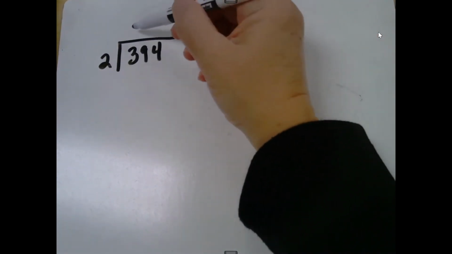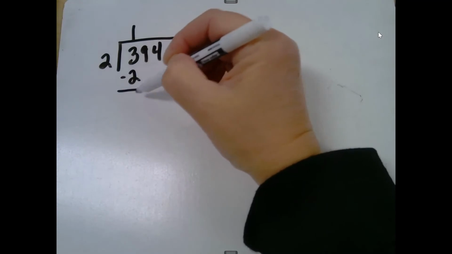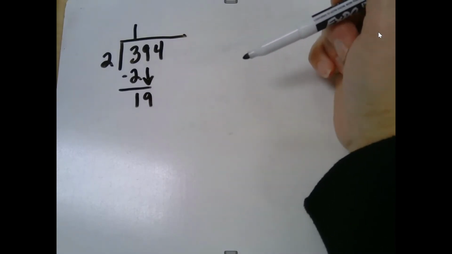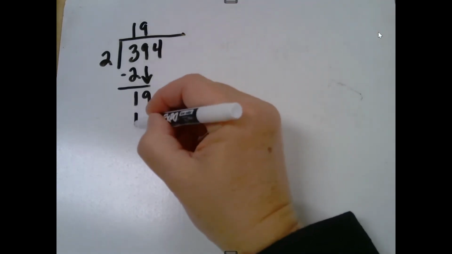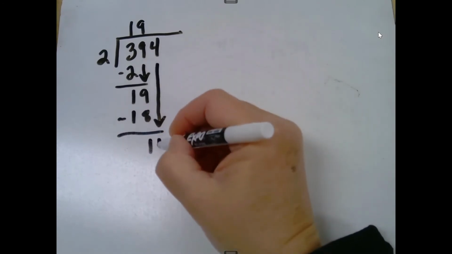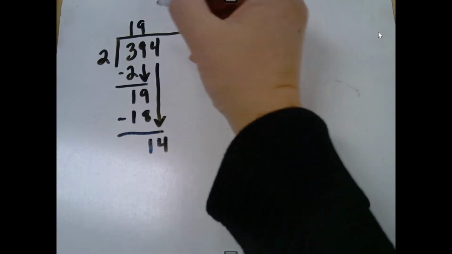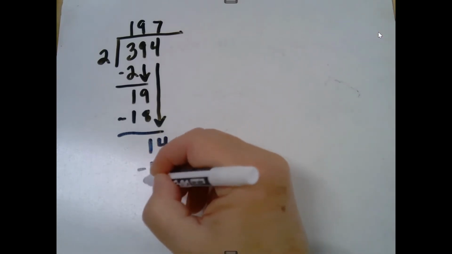2 goes into 3 1 time. 1 times 2 is 2. Subtract and get 1. Bring down the 9. How many times does 2 go into 19 without going over? That would be 9 times. 2 times 9 is 18. We subtract. Not done yet. Going to bring down the 4. Okay. How many times will 2 go into 14? That's 7 times. 2 times 7 is 14, and we have a 0.